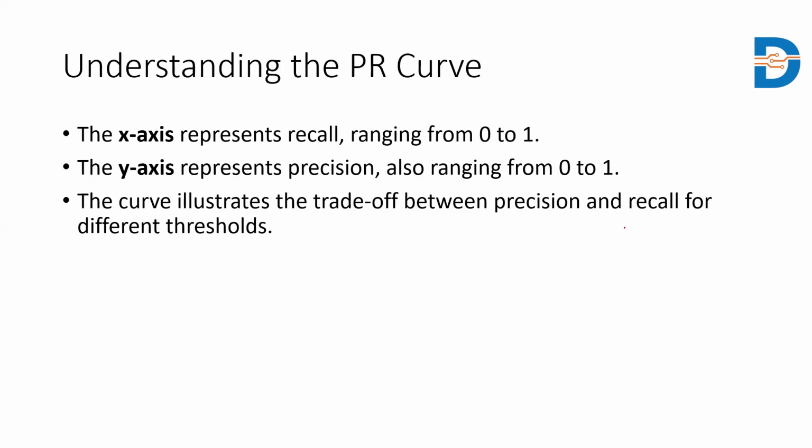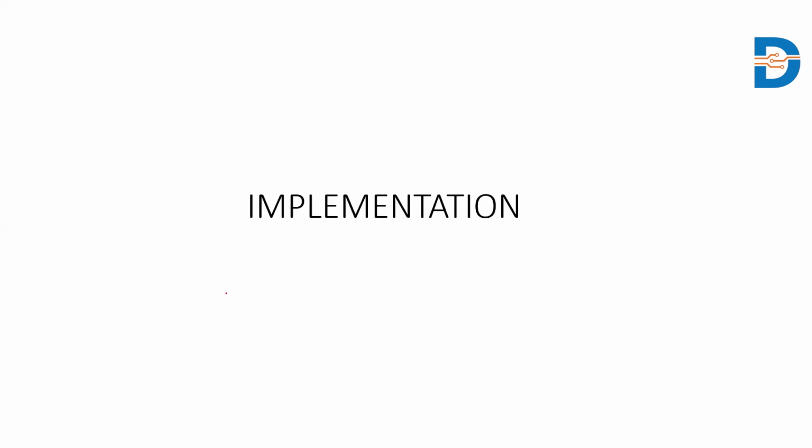That is how we draw a PR curve, where on the x-axis you have recall ranging from 0 to 1, and on the y-axis precision ranging from 0 to 1. That is how you get a graph like this, with recall on the x-axis and precision on the y-axis. This graph illustrates the trade-off between precision and recall at different threshold levels. How it happens, we'll see and understand with a small implementation.